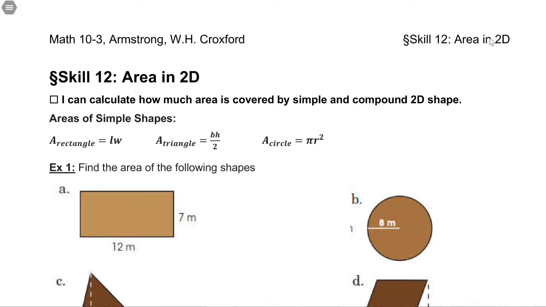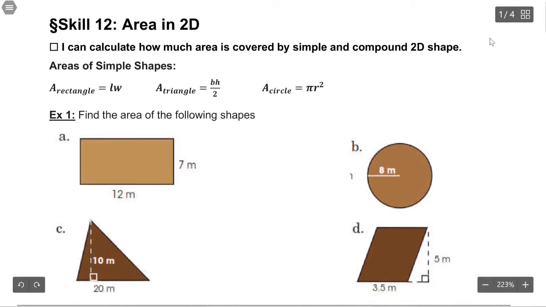shapes. And composite shapes or compound shapes is when you take multiple shapes and stick them together or cut out pieces of shapes, that sort of thing. Anyway, let's go through our basic formulas. So our rectangle is length times width.